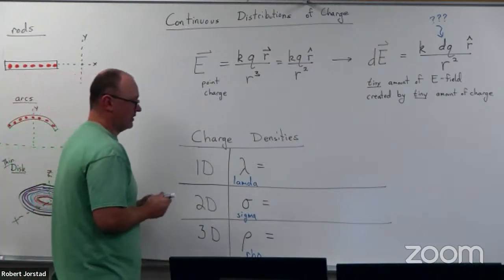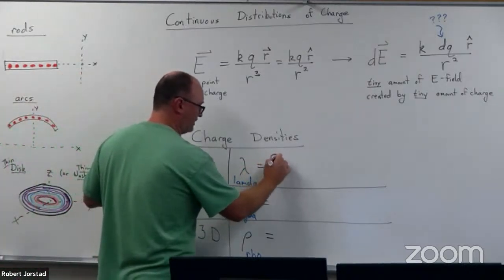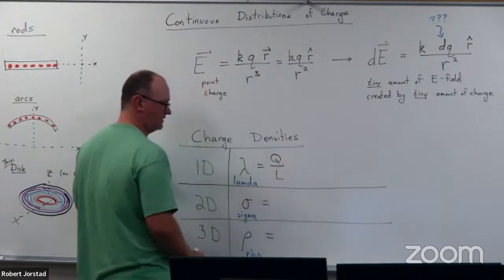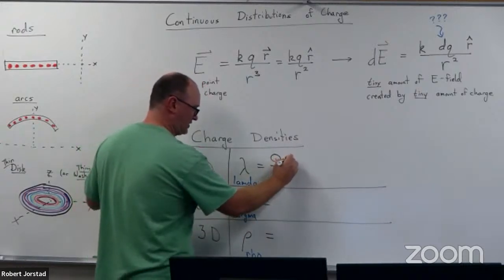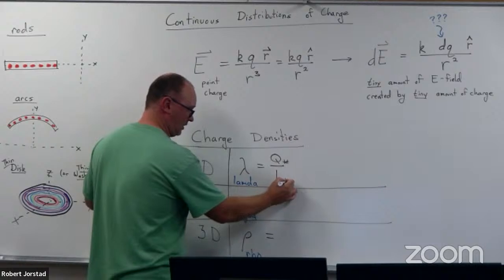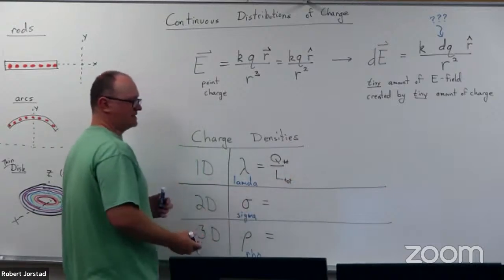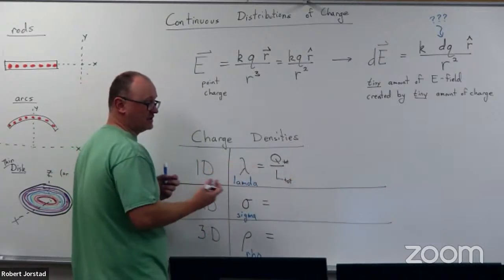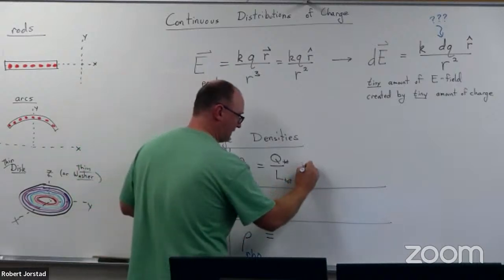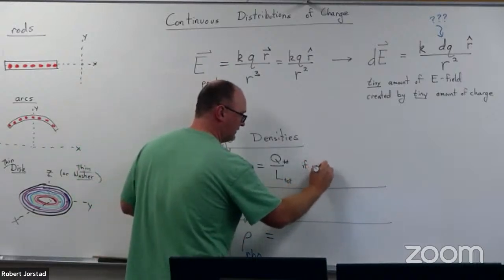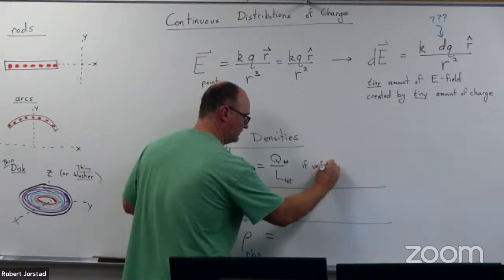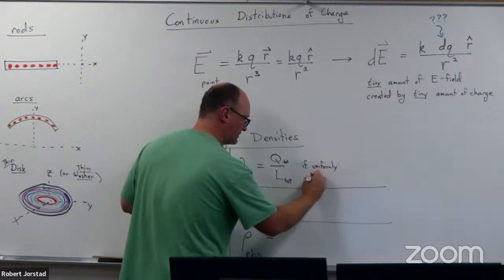So we think of this as charge per unit length, or the total charge on an object over its total length. And this is only strictly true if the charge is uniform, or uniformly distributed is really what I mean.